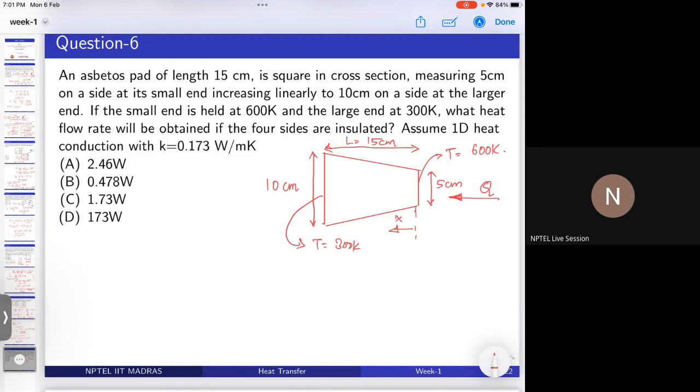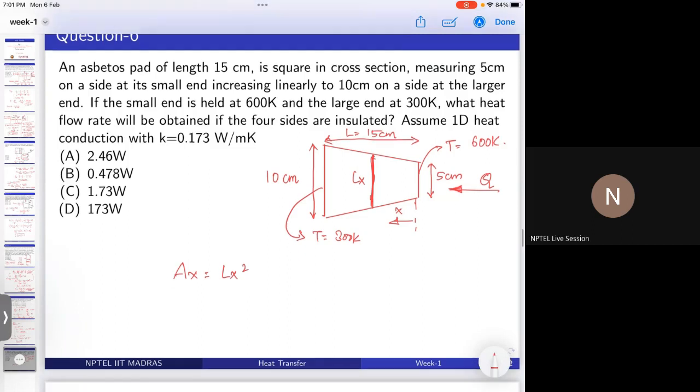So the area is varying, right? At any x, what is the area? I'm writing at any x, the area is Lx square, since it is a square. Our task is to find out what is Lx, that is the variation of length with respect to x. It's already given that L is varying linearly from 5 centimeter to 10 centimeter.